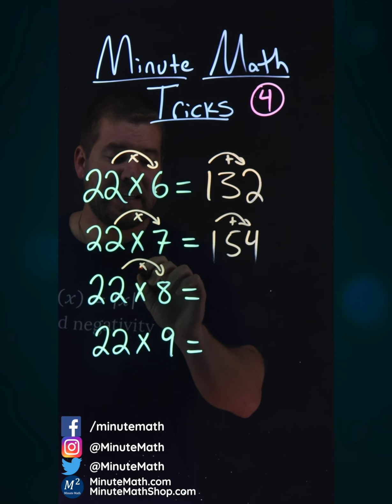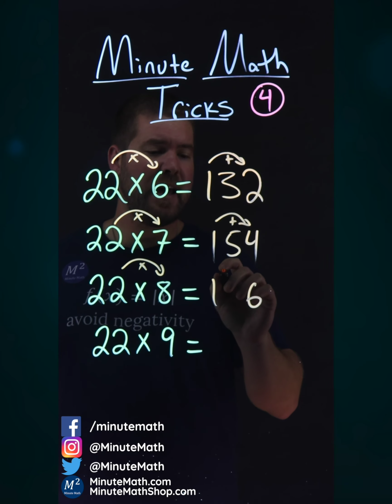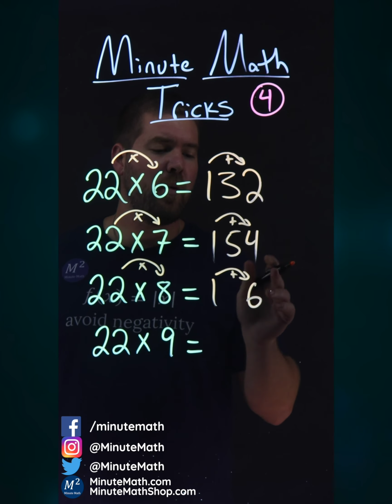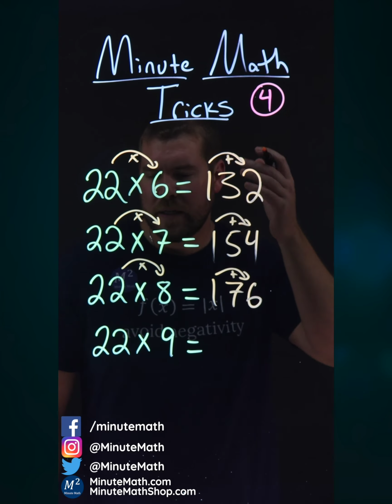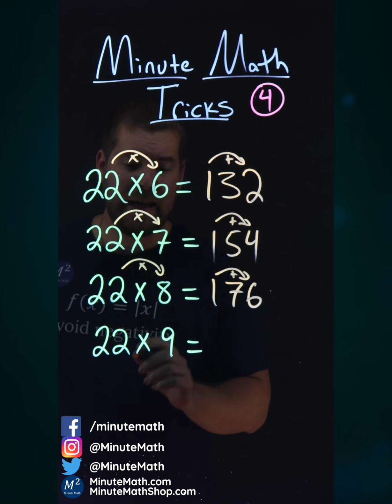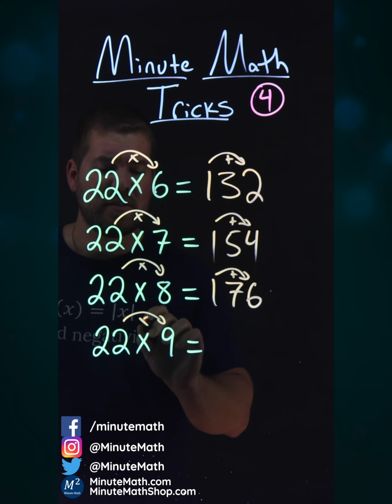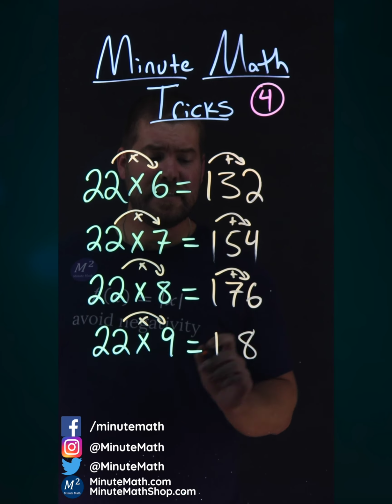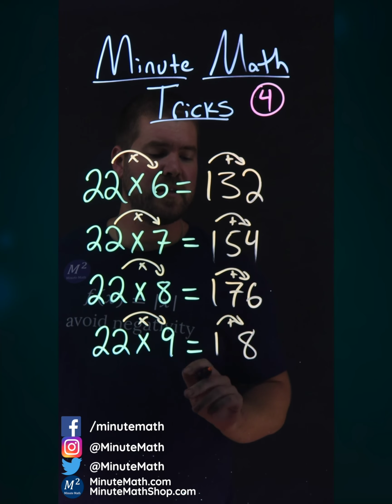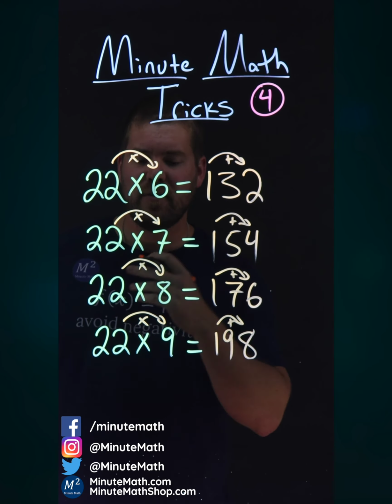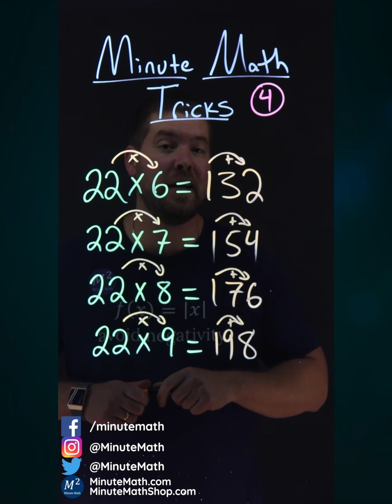2 times an 8, 16. Again, we add those two together. 1 and 6 make 7. 176 is the result of 22 times 8. Lastly, what's 2 times 9? Good old 18. Add those two numbers up. 1 and 8 make 9. And so 22 times 9 is 198.